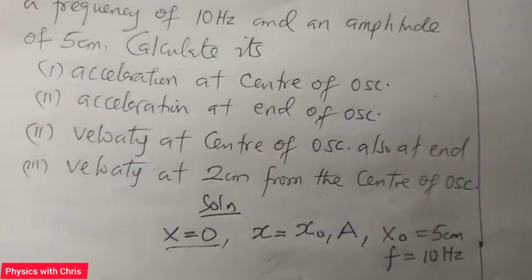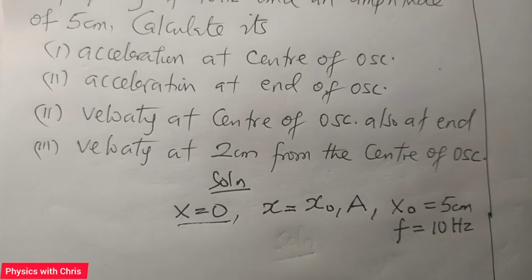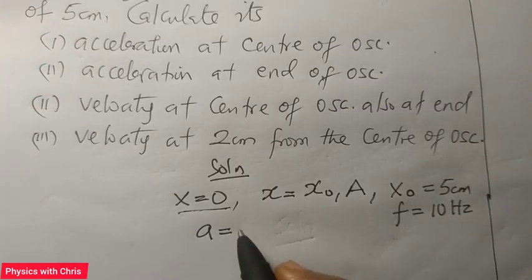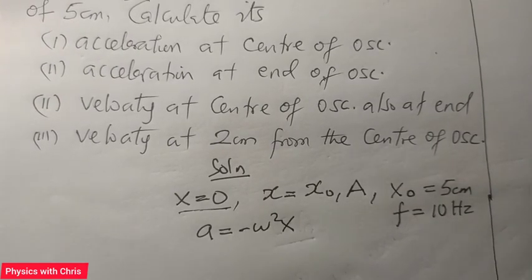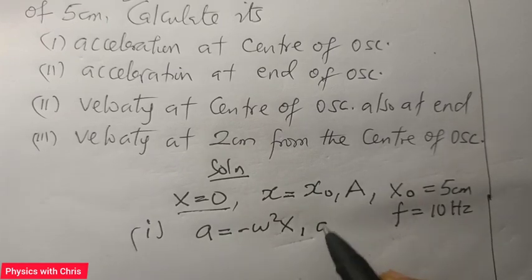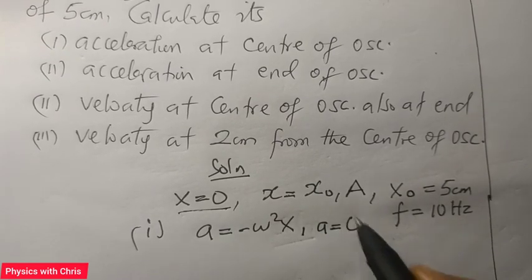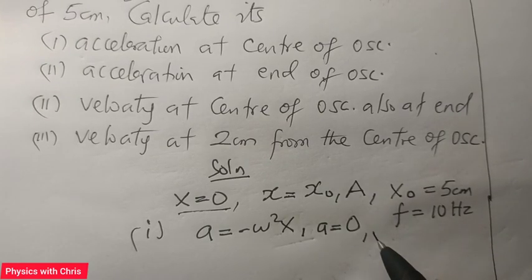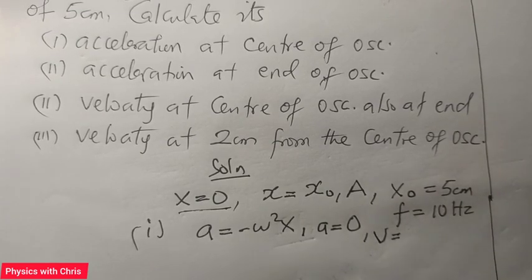Here we're to calculate the acceleration at the center of oscillation. What's the expression for acceleration? a equals omega squared x. Since x is 0 at the center, a is equal to 0. That is, the body has no acceleration. And when the acceleration is 0, what does it tell you about the speed? The speed of the body will be constant and maximum, which I will show later at the center of oscillation.